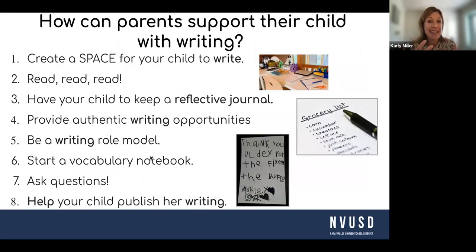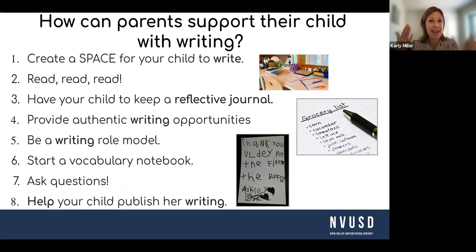So some ideas of how to get them writing, maybe over the summer, getting them intrigued into this as much as possible, knowing that it's summer and they're going to want to have a brain break. But we want to create a space for your child. That could just be at the kitchen table. You probably have spaces at home you've created just given our year of hybrid learning.